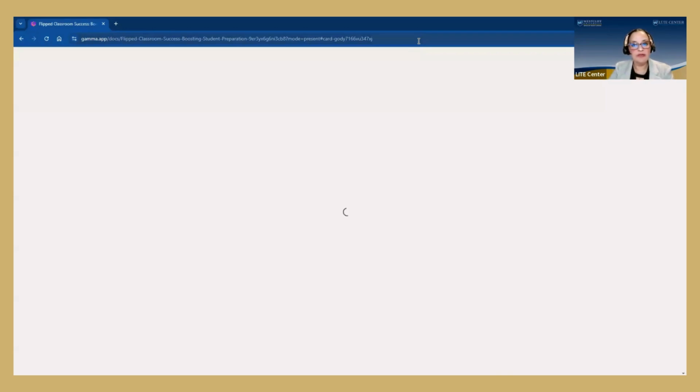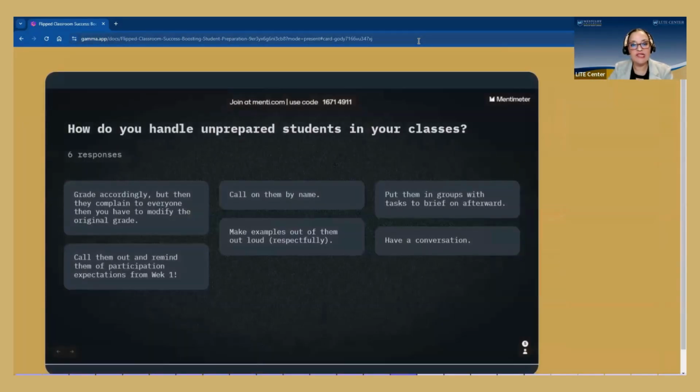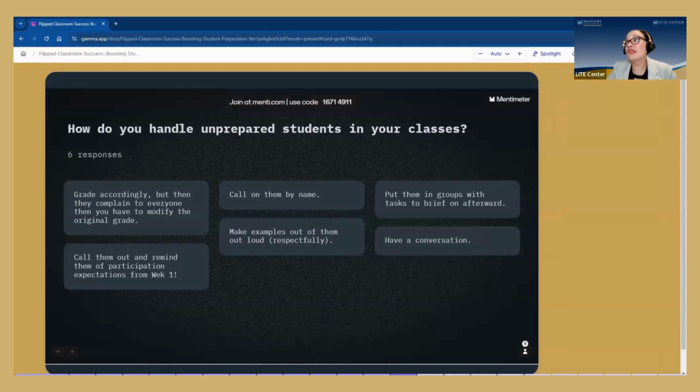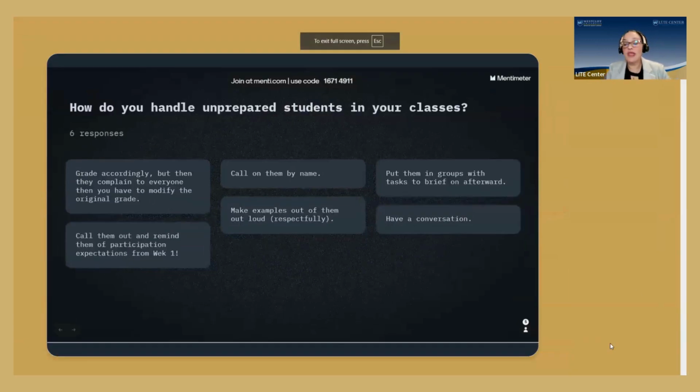I'm having tech problems because I actually have a really nice integration of Mentimeter with Zoom. Put them in groups with tasks. I said that already. Have a conversation. Absolutely. And a conversation goes a long way if it's respectful, if it comes from a place where students know that you're trying to help. That's the idea. Thank you so much for sharing.